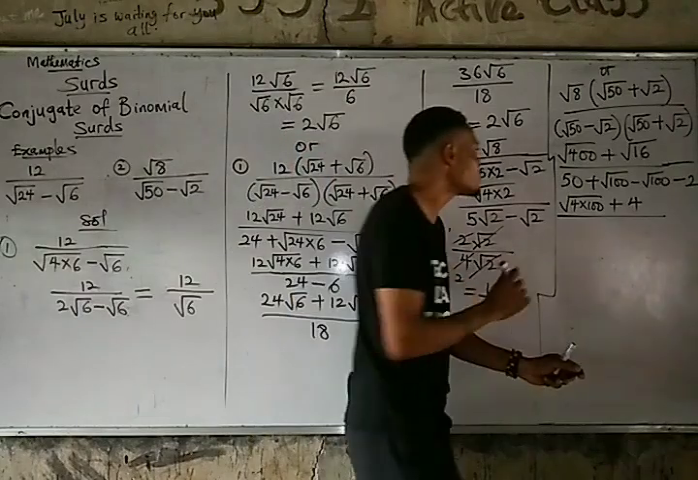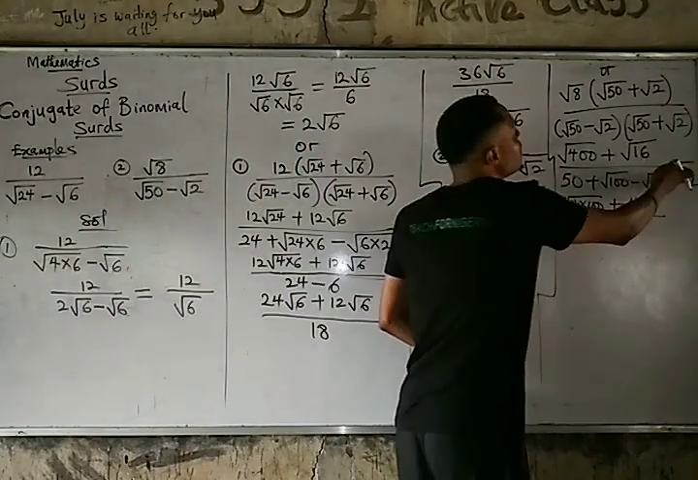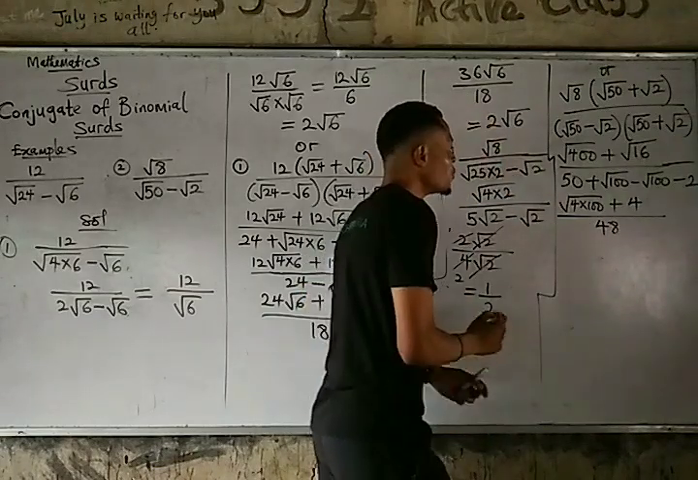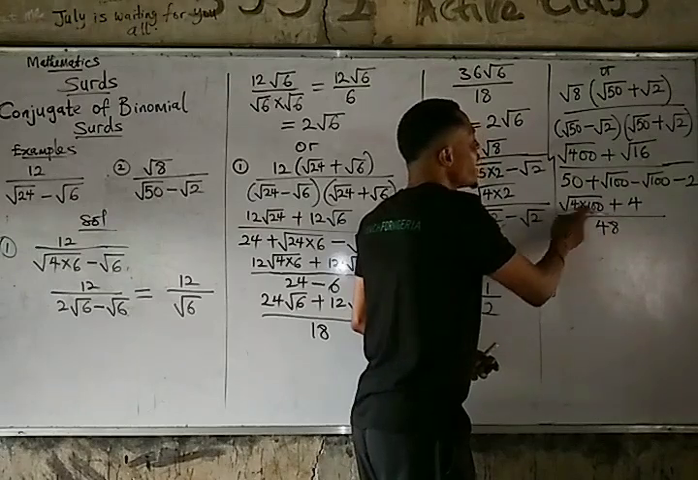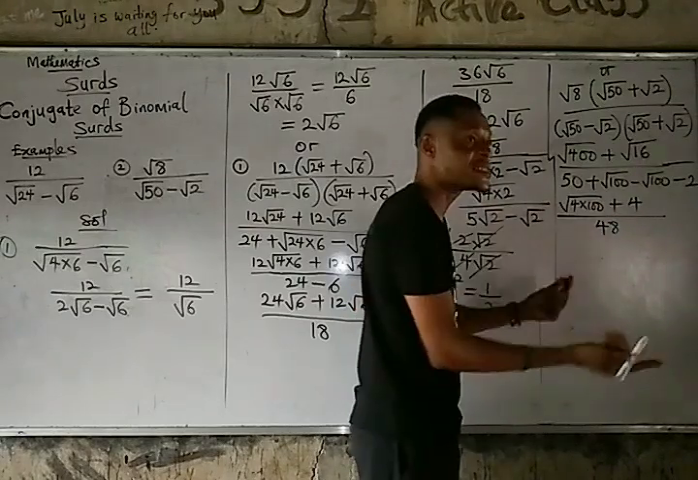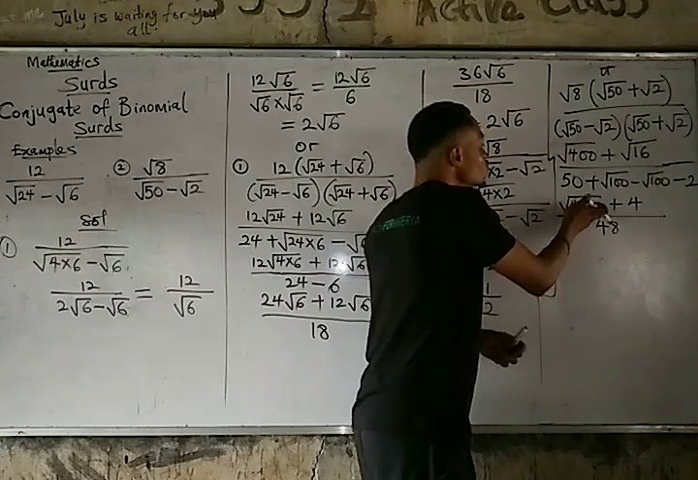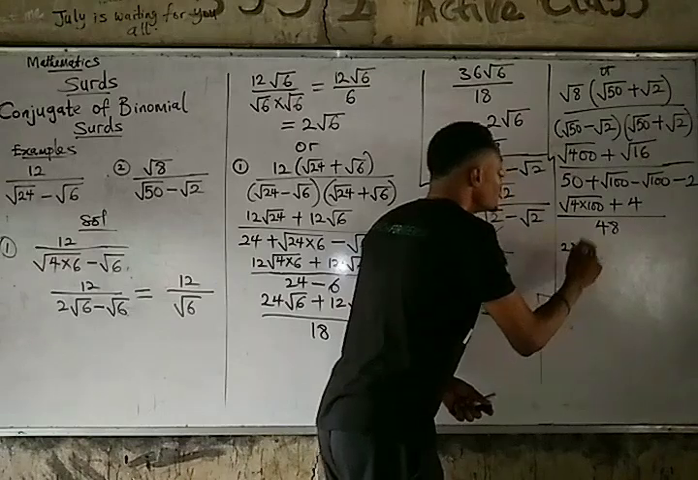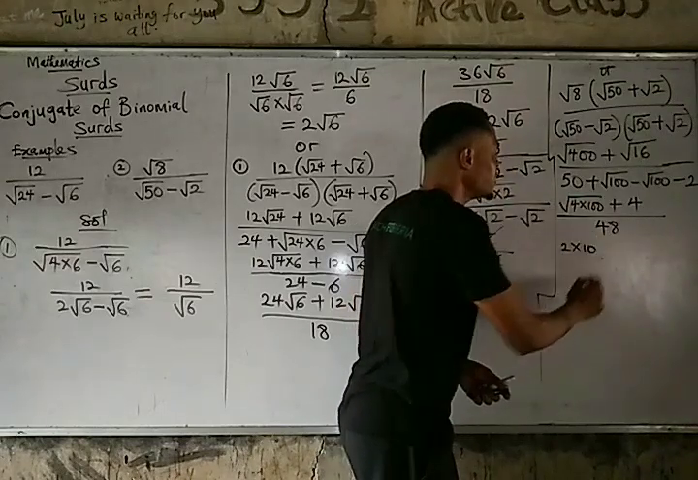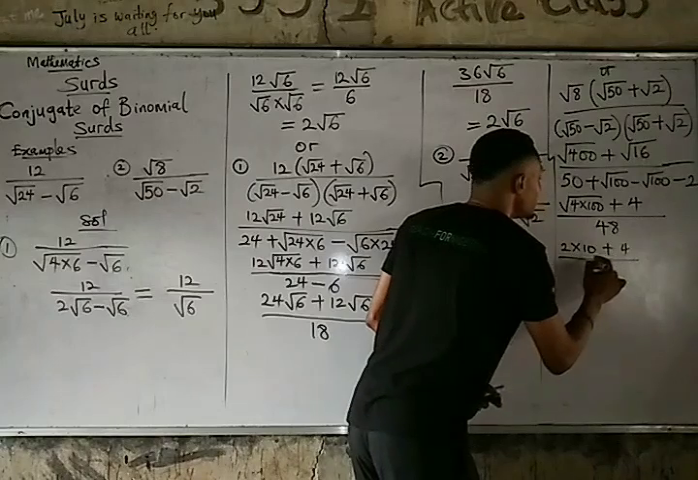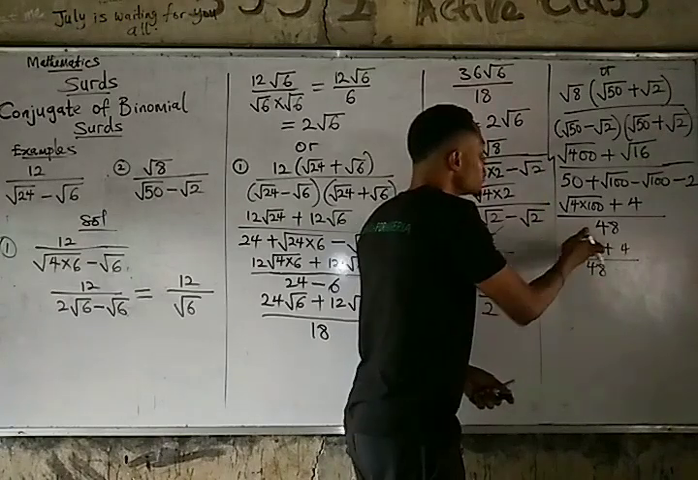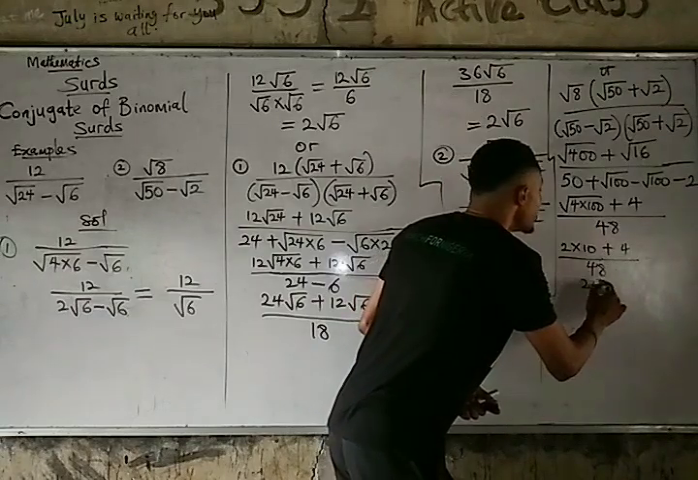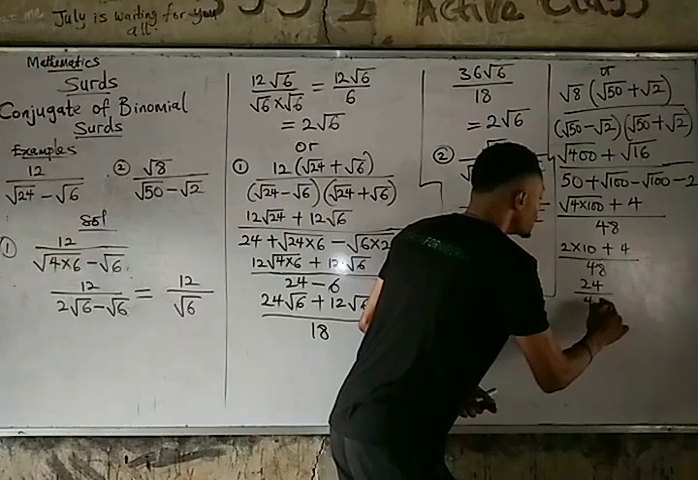This will give me 0. They cancel each other. Then I'm left with 50 minus 2. This is 48. Now, this is going to end up to be 20. Or I say root 4 is 2, root 100 is 10. As we are doing it already, we have root 4 to be 2, multiplied by root 100, which is 10, then plus 4, everything over 48. 2 multiplied by 10, we have 20. Then 20 plus 4 gives us 24 all over 48.